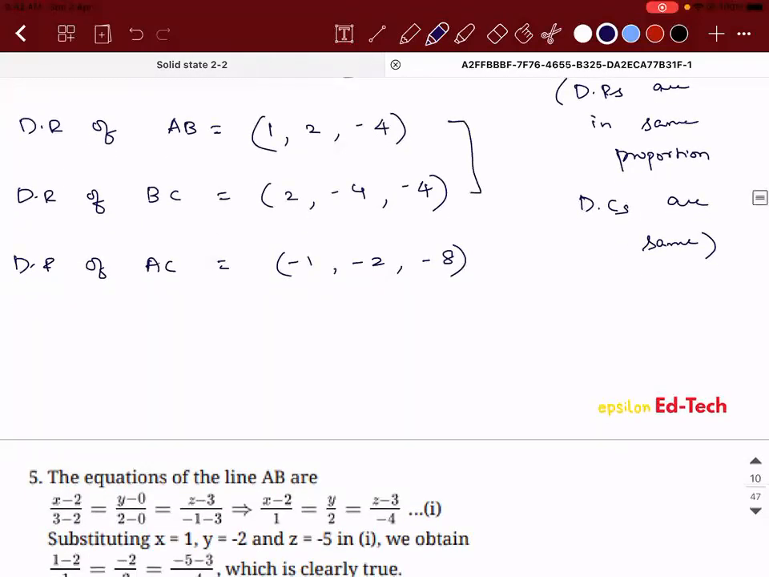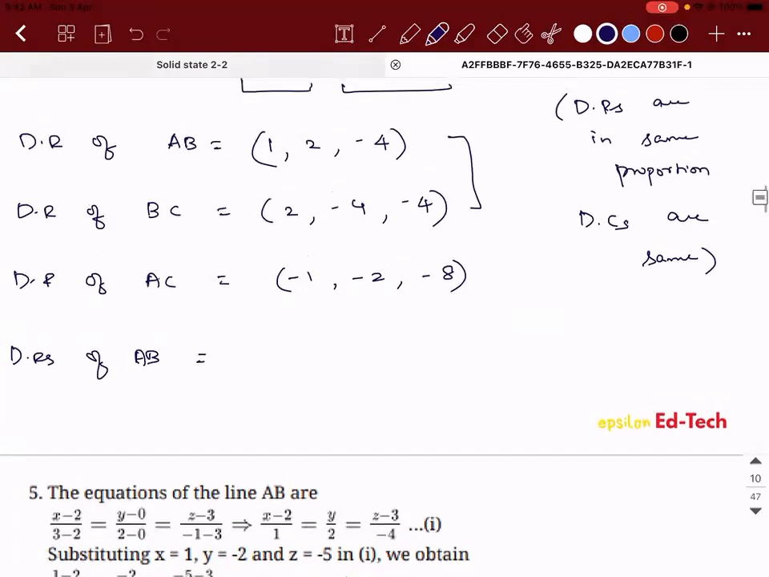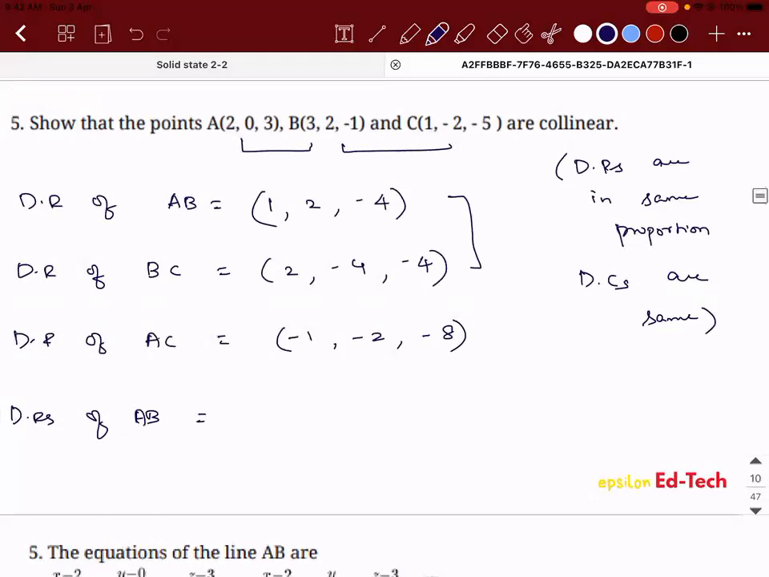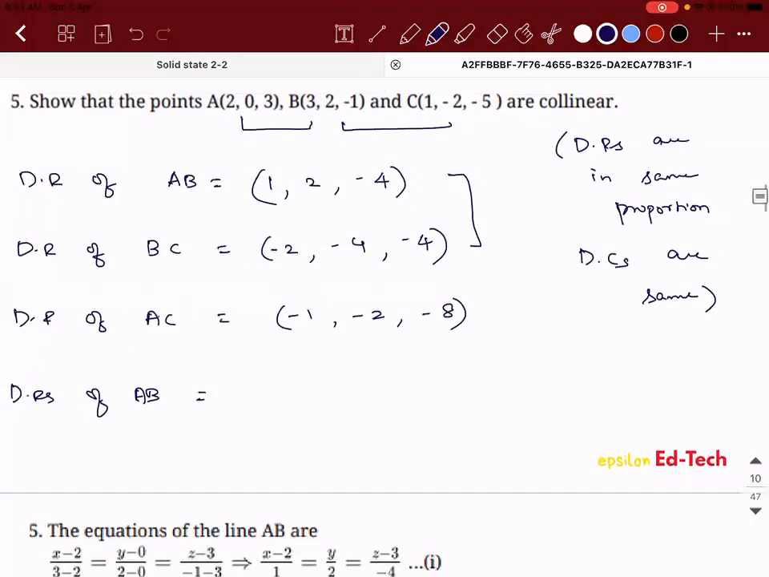So if you observe, the ratio DRs of AB is equal to... Sir, DR of BC is minus 2, minus 4, minus 6. Minus 2, minus 4, minus 6, sir. No, sir, minus 4. Minus 4. Then they should be in the same proportion, no? Minus 2, minus 4, minus 4. Okay. AB is correct.